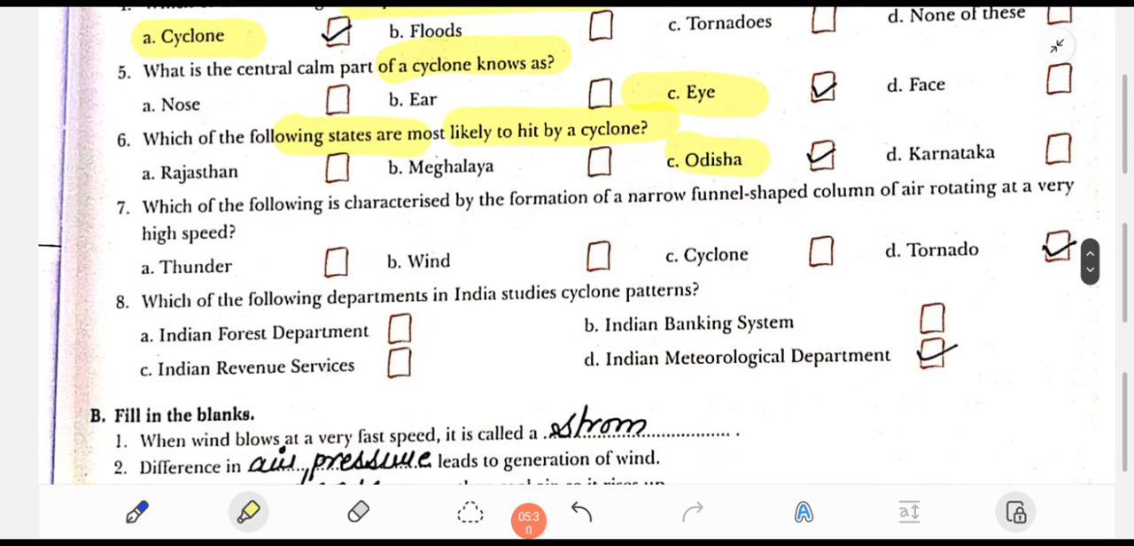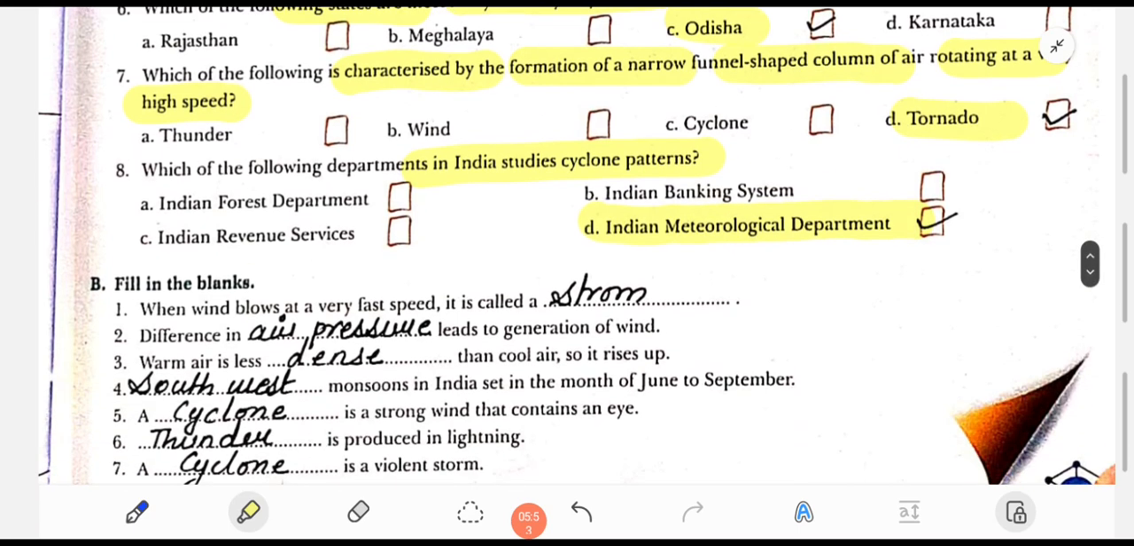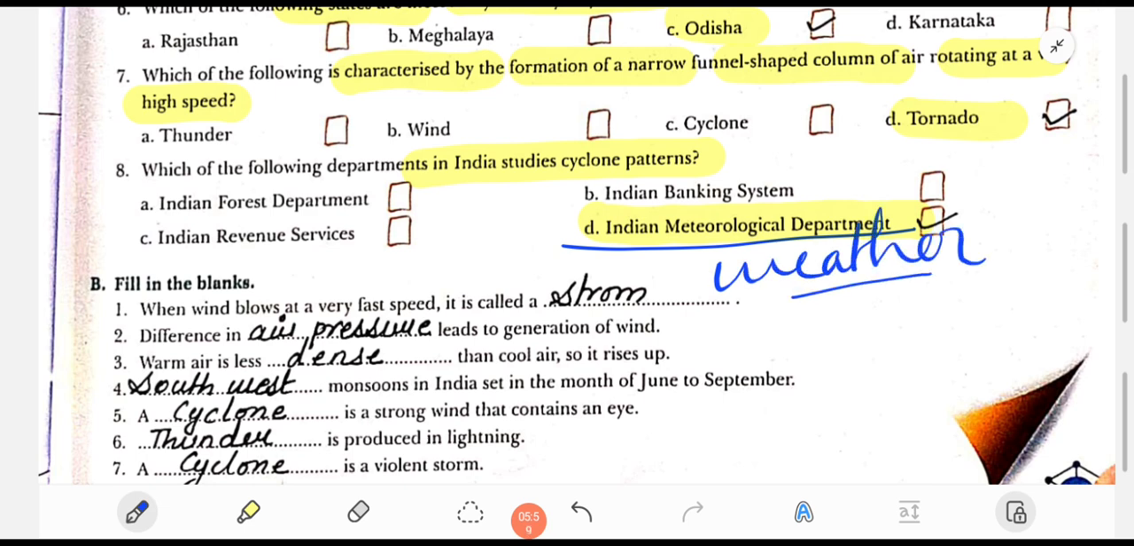Clear? Then 7th is, which of the following is characterized by the formation of narrow funnel shaped column of air rotating at a very high speed? It is tornado. Then 8th, which of the following departments in India study cyclone patterns? So it is Indian Meteorological Department. So basically this department study about the weather and the weather patterns.